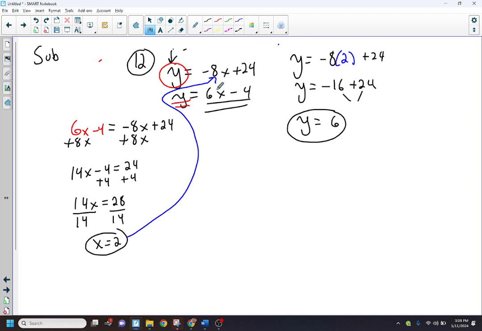In case you did the other one, let's say you did the bottom one, it should also be 8. Let me just show it for the video though. 2 comma 6 or 2 comma 8. So it's going to be y equals 6 times, in this case, 2, minus 4. y equals 12 minus 4. Wait, oh, this should be 8. My fault. Negative 16 plus 24 is 8. So they're both 2 comma 8. 12 minus 4 is 8.